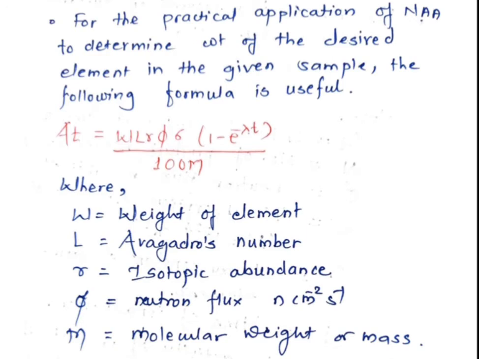So this is the most important formula to calculate the weight of the desired element in the given sample. By rearranging this equation and moving this part to the left side, A_t divided by this one, we can determine the weight. So the weight of the element will be calculated by using this equation.